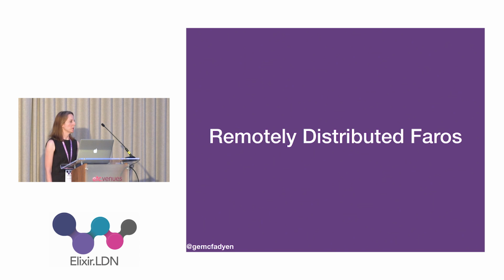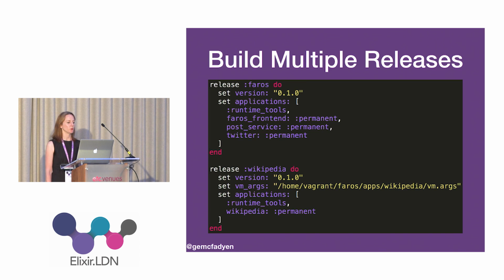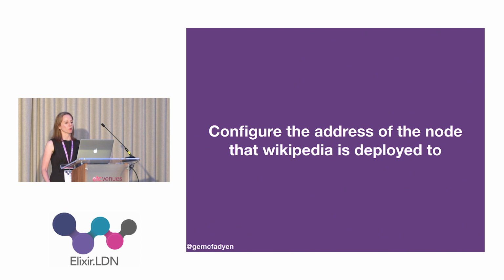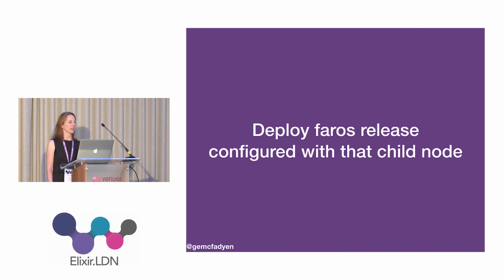In real life, you'd probably be deploying to something like AWS, but the steps are exactly the same. You would build multiple releases. So here we have 2 releases. You would deploy the first one, so you would deploy the Wikipedia node. You would note the DNS that AWS gives you and configure that as a node in your web app. And then you would deploy your web app configured with that node, and you're in the same position.